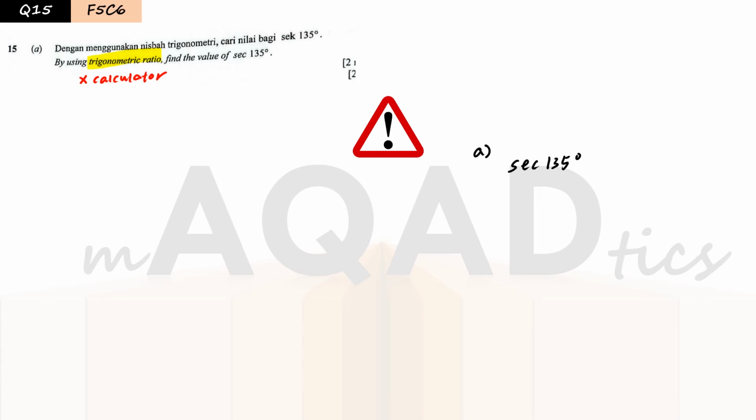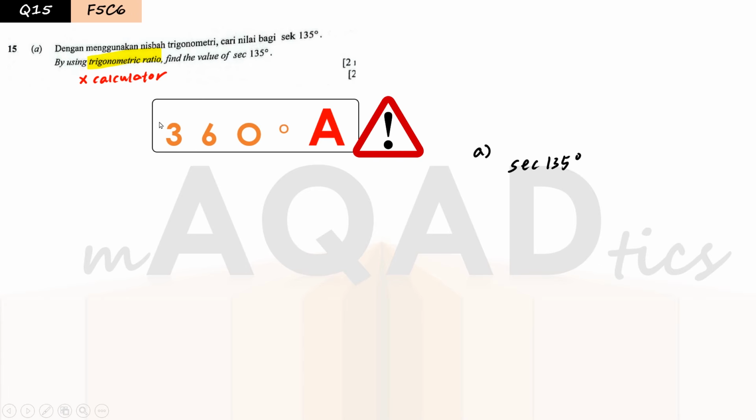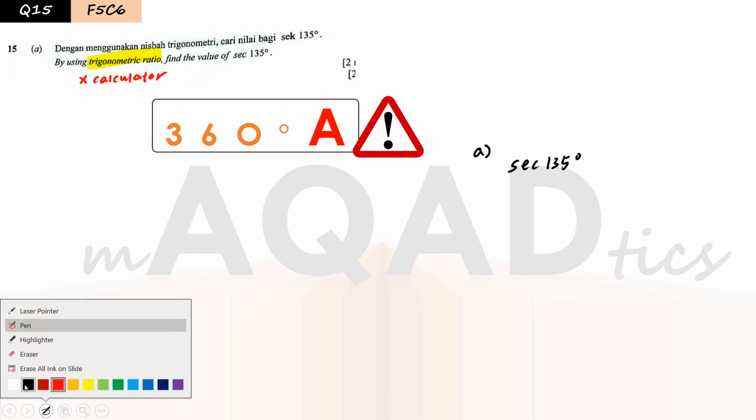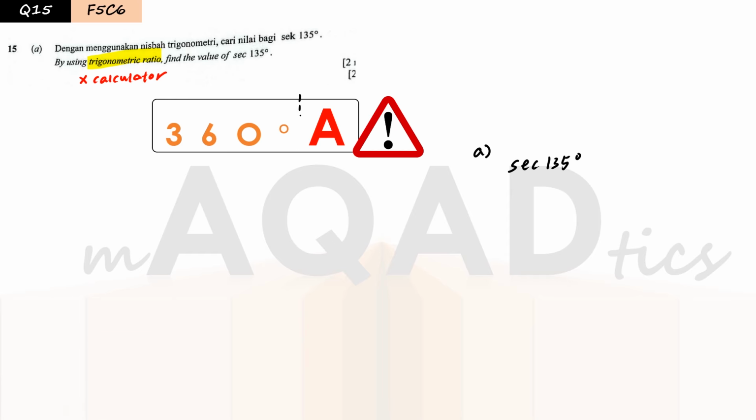Alright, so let me share with you this technique, which is called the 360 degree A method. Right? So for this method, it will be split into 2 parts. Right? Split into 2 parts. So it's 360 degrees and the A here. So let's focus on the first part first.